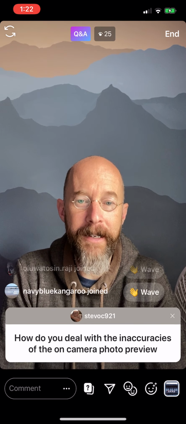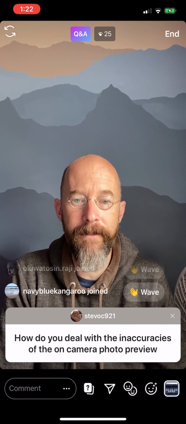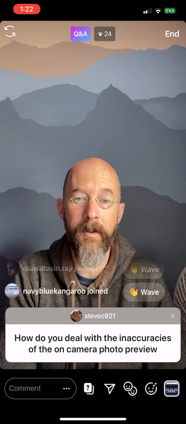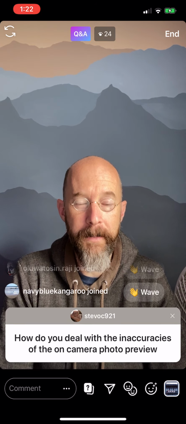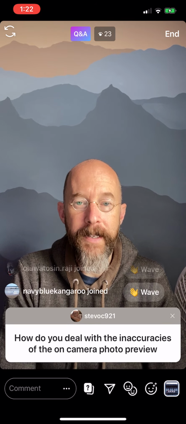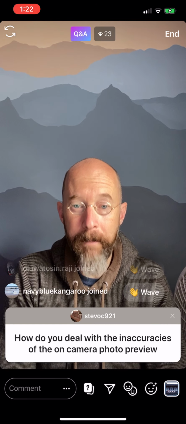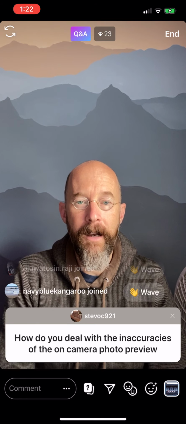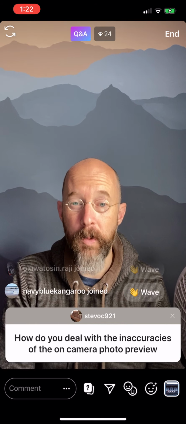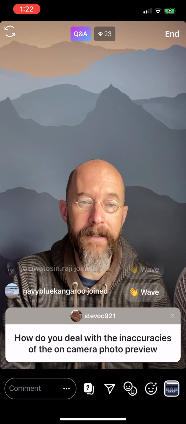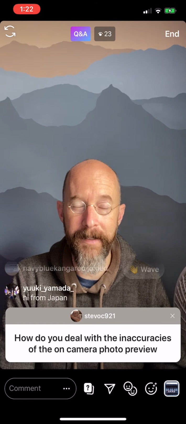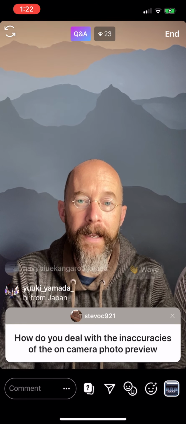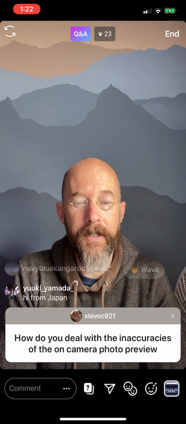How do you deal with the inaccuracies of the on-camera photo preview? Yeah, really good question. It doesn't bother me because when I take a picture with my DSLR or mirrorless and I look at the back of the screen, I'll be honest, I don't really put much weight on that image because, for one thing, if I'm outside, I can't really see it all that well. And I don't really care about it until I get back to Lightroom.